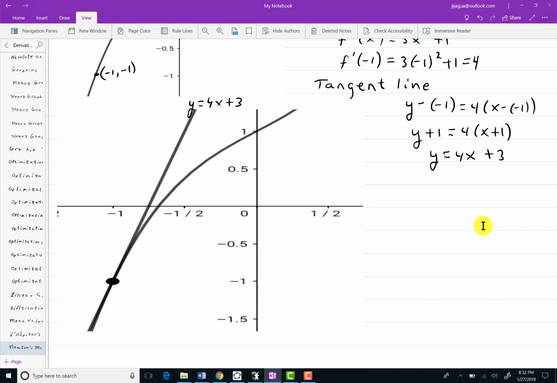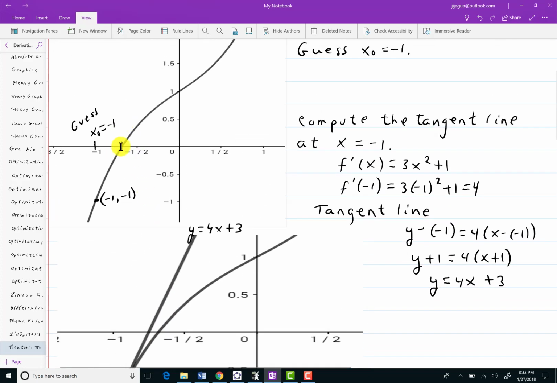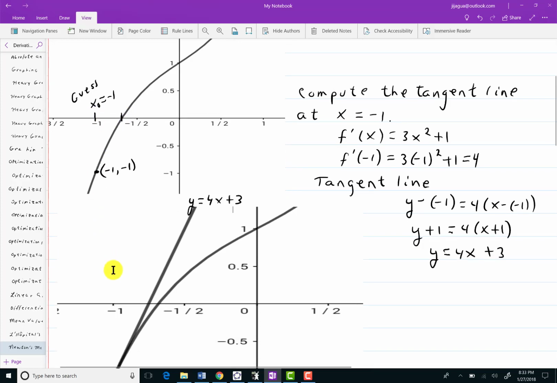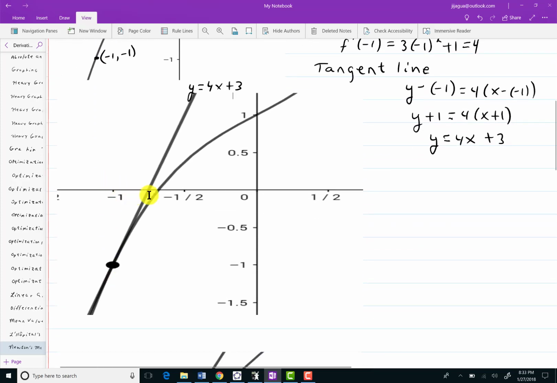So in the picture that we're looking at here, this line is y equals 4x plus 3. What I'm interested in is where it strikes the x-axis. If you'll notice, where it strikes the x-axis is closer to the 0 than the original guess. My original guess was this far away. If you look now, this new guess is closer to the answer. So this place where it strikes, I'm going to call x sub 1. Well, where is x sub 1? X sub 1 is the x-intercept of this tangent line.